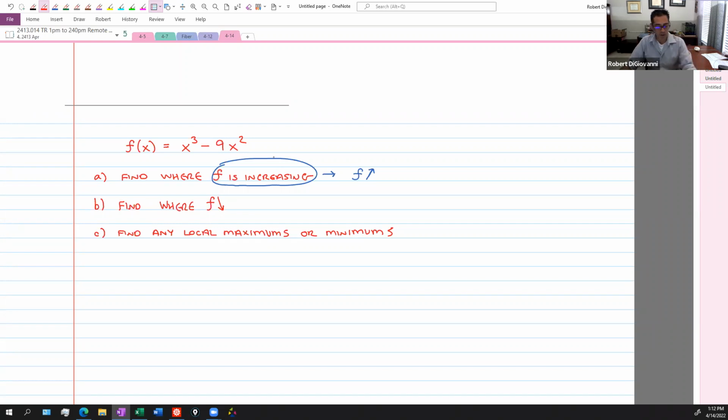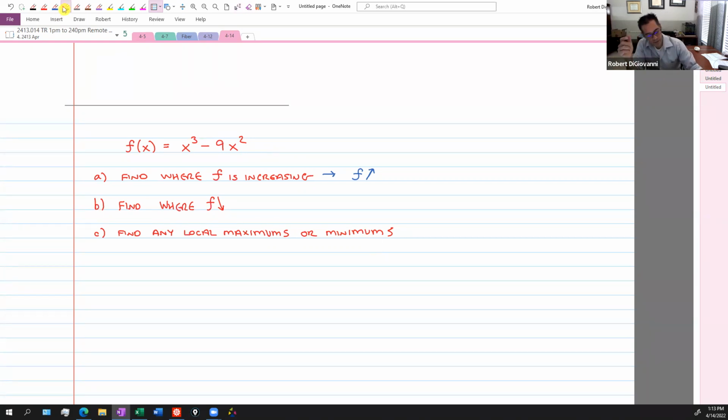Okay, let's go with this. So now we have to put everything that I've just said together into a method. All right, so here's what I'm going to do. First thing I'm going to do is find the critical numbers, because the critical numbers are going to be the numbers that help me figure out what's going on, right?